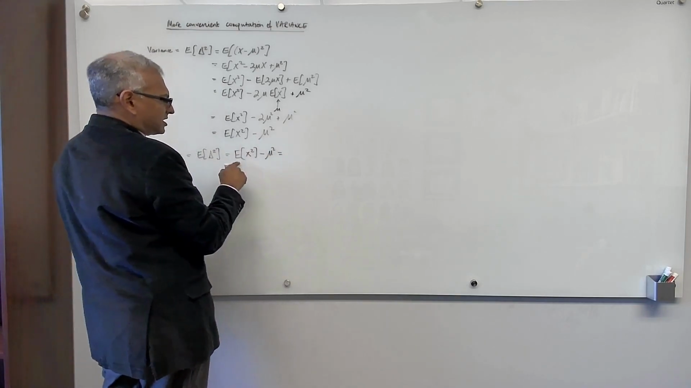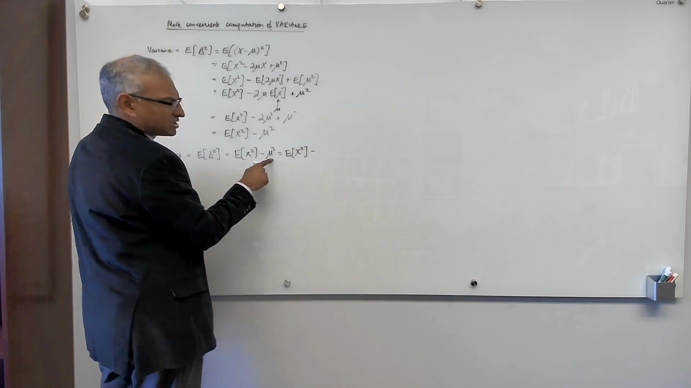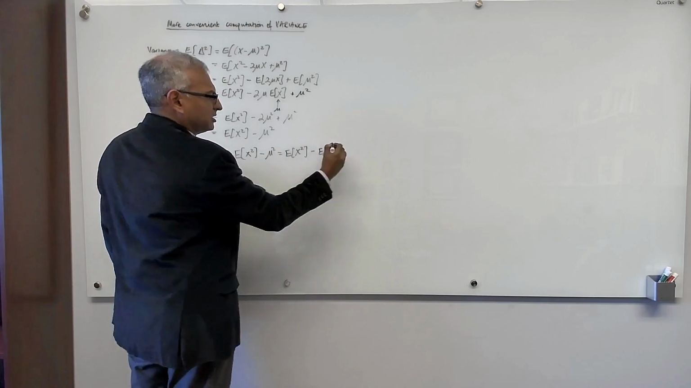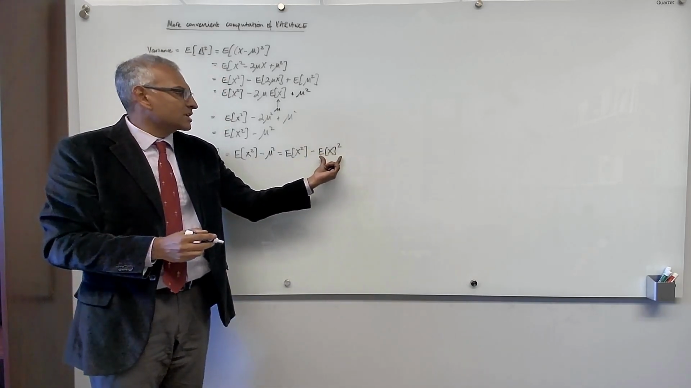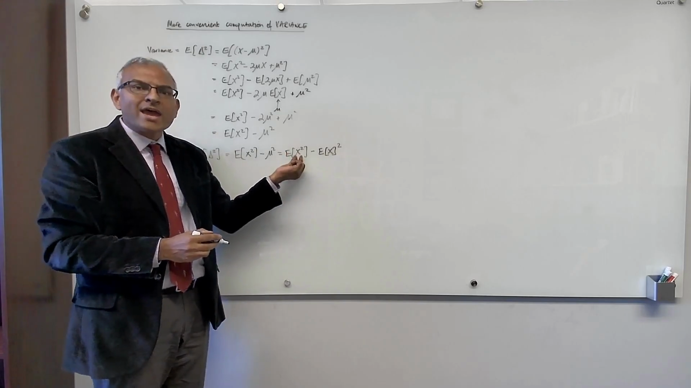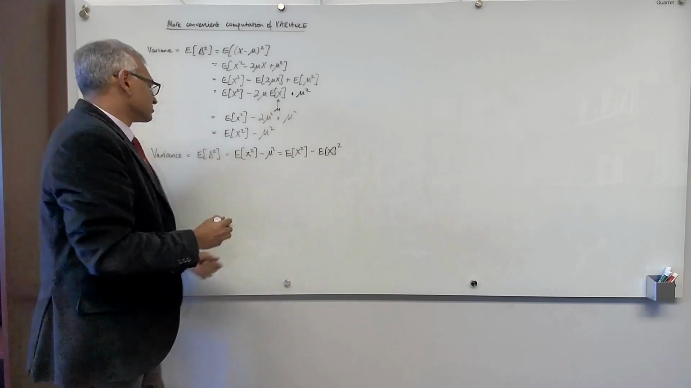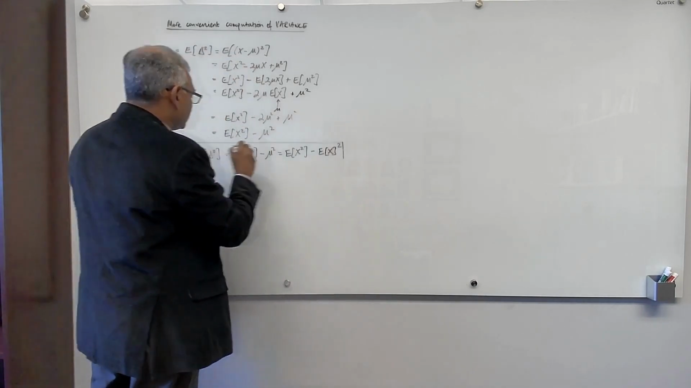And what's that? It's the expected value of the random variable squared minus, what's the mean? It's the expected value of x, that's the mean, squared. So notice the difference. Here the square is inside, here the square is outside. So the expected value of x squared minus the square of the expected value of x. So this is a very important formula. Let's box it.